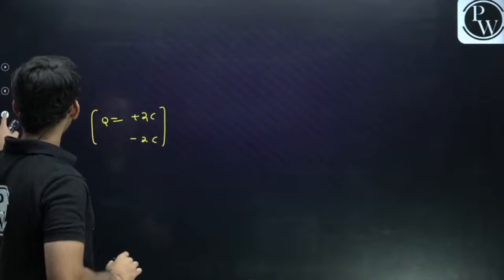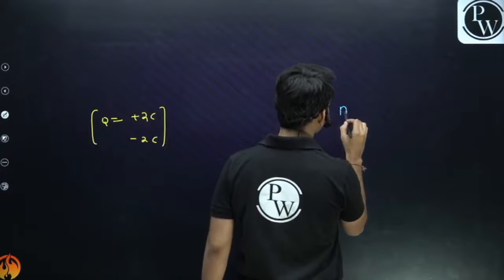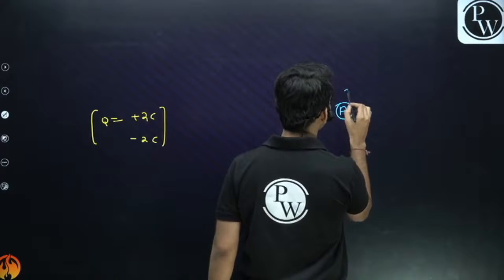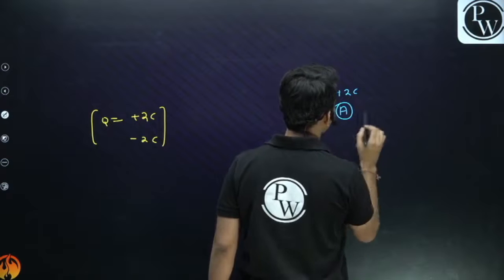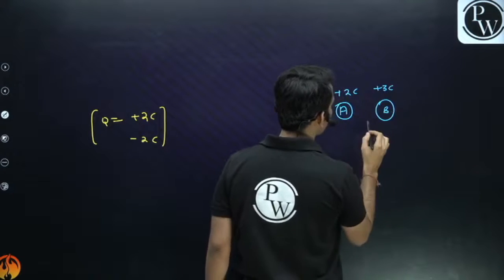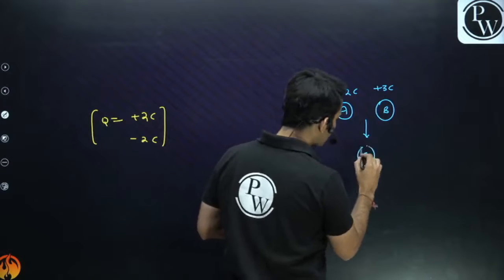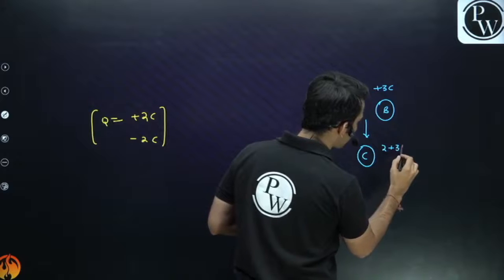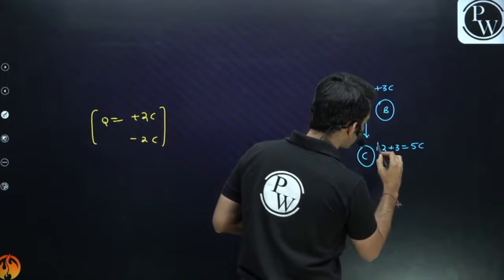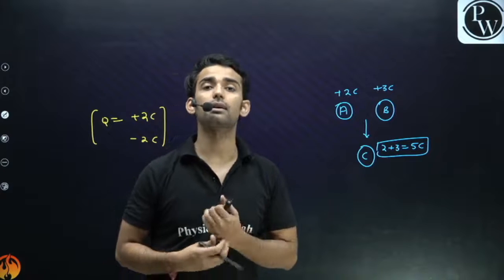Also, one meaning of scalar is this: suppose I have a body A having 2 coulomb of charge, right? If I have another body B having 3 coulomb of charge, if I combine these two bodies to make a single body C, the charge on C will be 2 plus 3, which is 5 coulomb. So you can see the charge is scalar. You have directly added them. It's not like the displacement.